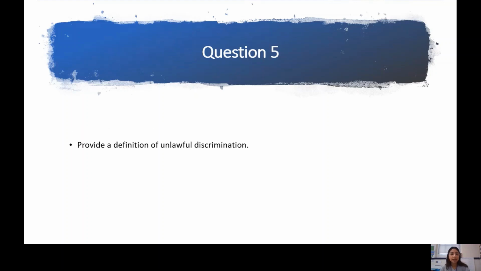And question 5, provide a definition of unlawful discrimination. So this is what we looked at right at the start of the lesson. Provide a definition of unlawful discrimination. If you missed any answers, do not worry, you can write in the answers when I reveal them to you. Okay, so it's really important you try your best here.